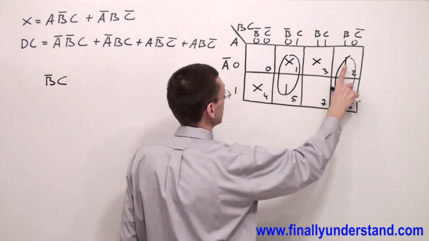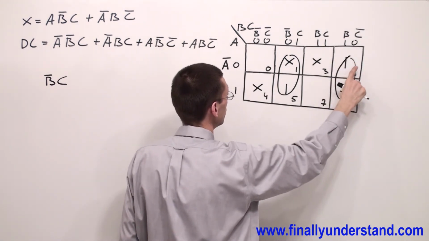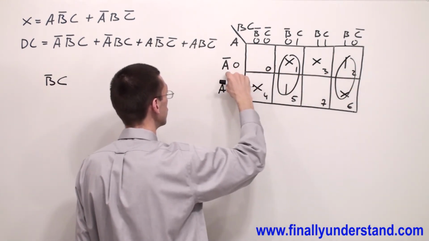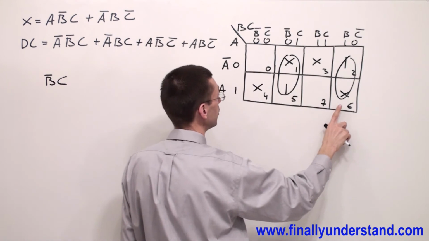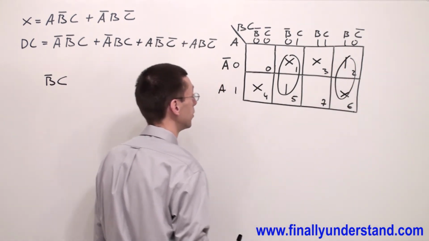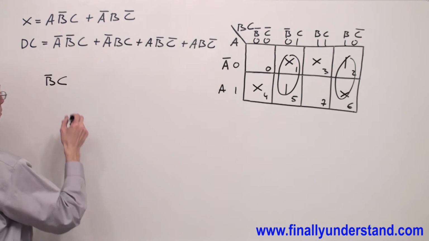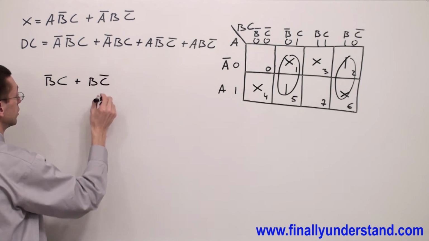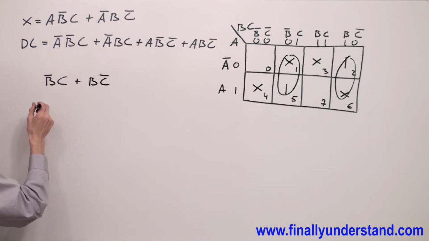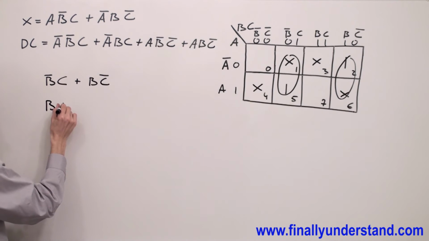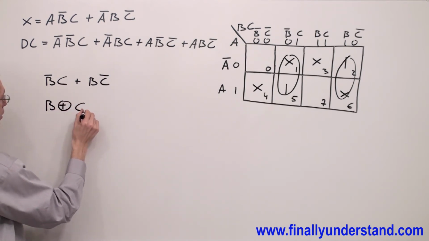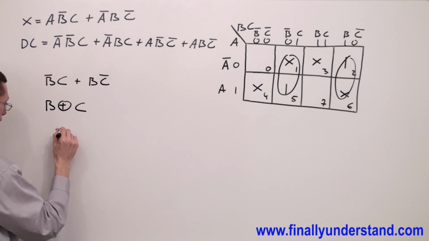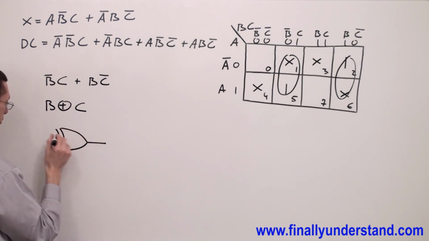Let's take a look at this group. This group again is placed in 2 rows and 1 column. At the side of these 2 rows, I have complements. I ignore them and copy down whatever is at the top of the column. I have simply plus B, C naught. This is nothing else, just the exclusive OR gate. So this is B exclusive OR C. If you want to implement it, this is just an exclusive OR gate.